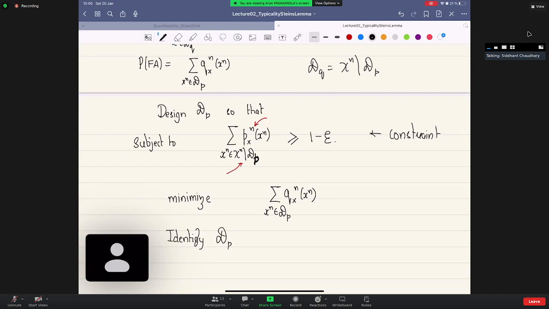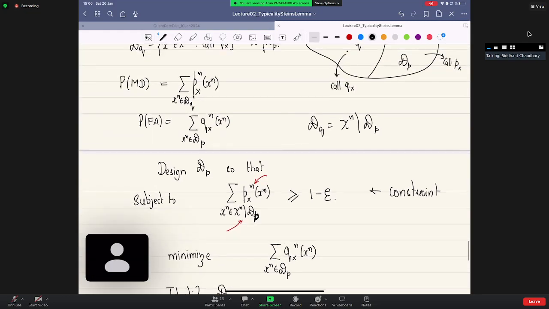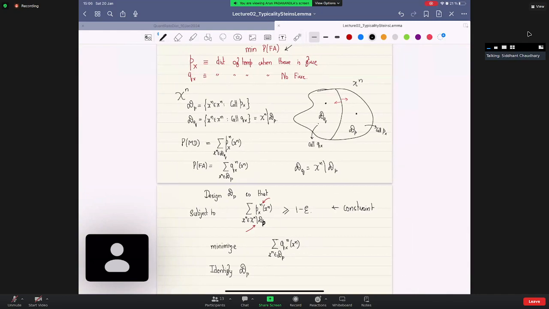One question. The constraint should be an upper bound, right? Like we want the probability to be... Yeah, you're right. Thank you. So let me do this. Thank you for that. I'll put this as 1 minus epsilon. Is that okay?